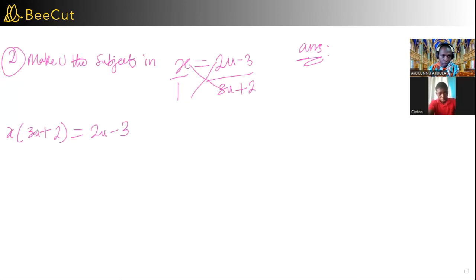What is x times 3u? That is 3ux. Then what is x times 2? That is 2x. Then equals 2u minus 3. Now this time around, you're going to collect like terms. Take all the u's to one side and take non-u to the other side, because it's u you are after.